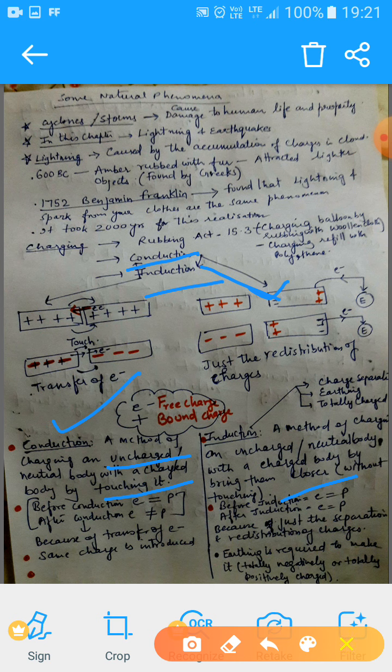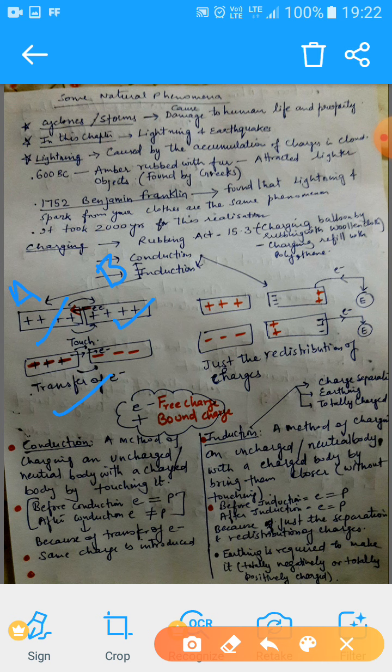Now see what happens in case of conduction. If it is conduction, you see here this rod which is positively charged, you just touch this rod with another rod. Okay, this is rod A, this is rod B. So electrons from rod B will move to rod A. Electrons only, they are free charges, and protons, positively charged, are bound charges. The positive or bound charges don't move, only the electrons move. So you can see the electrons move from rod B to A.